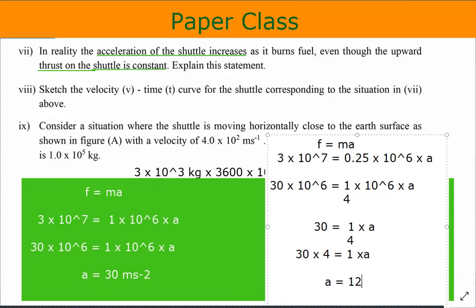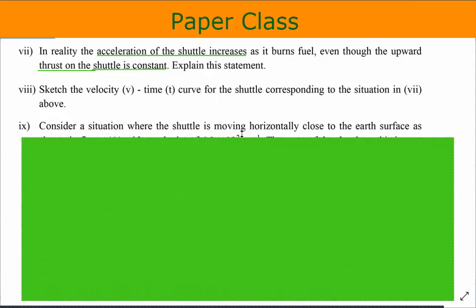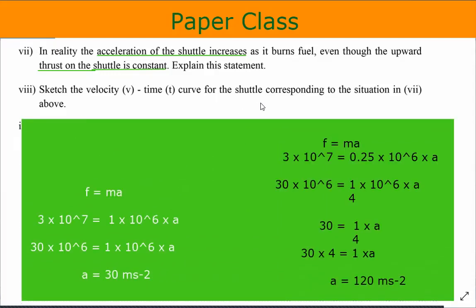The acceleration has increased. But has the force been reduced? Is the force reduced or does it remain unchanged? It remains unchanged, sir. The force remains unchanged, but the mass of the rocket has been reduced. Therefore, the acceleration is increased. So this is the story.